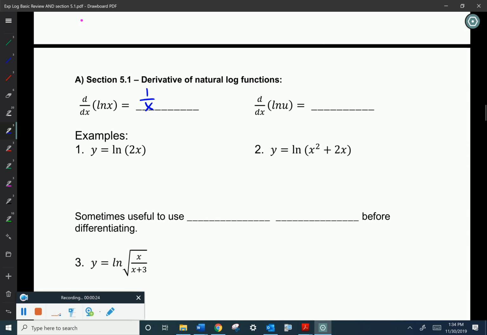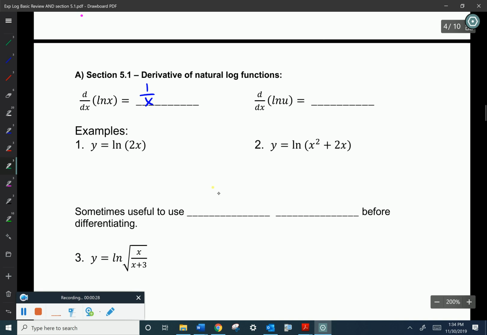Now, the chain rule version would be: what if it's the natural log of something more than just x? What if it's the natural log of 2x, the natural log of x squared, or the natural log of some function of x? Okay, so we're going to say u is some function of x. So if I want to take the derivative, think about the chain rule. It's still going to be 1 over u, right? Derivative of natural log of x is 1 over x, so the derivative of natural log of u is going to be 1 over u.